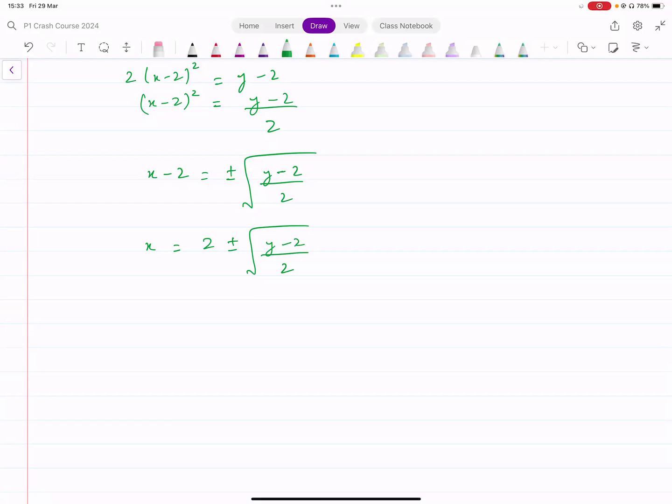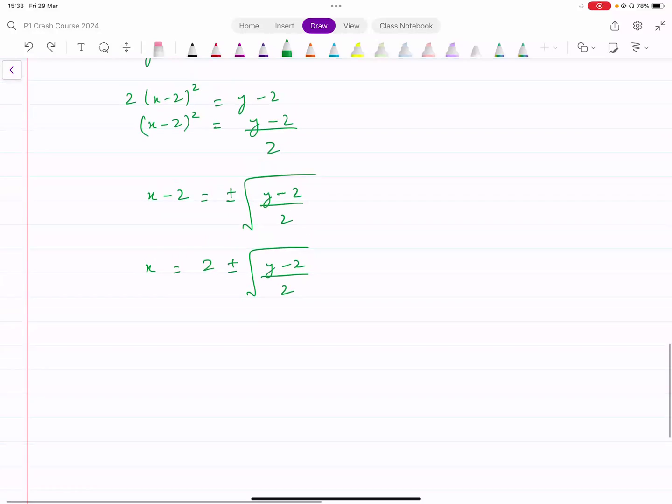Now, once you have made x the subject, before you do anything else, you have to decide whether to use plus here or minus here. It has to be only one of the two. Otherwise, it would not be a function and not acceptable. So should we use plus here or minus here? How do we decide that?